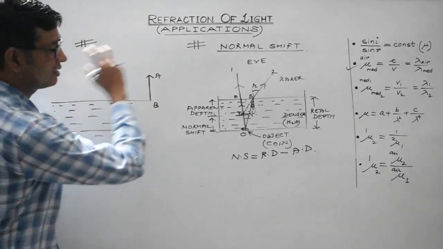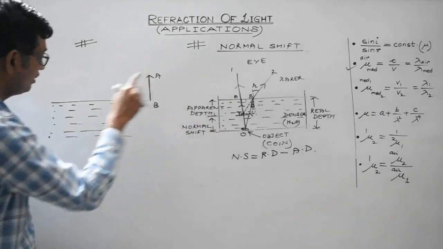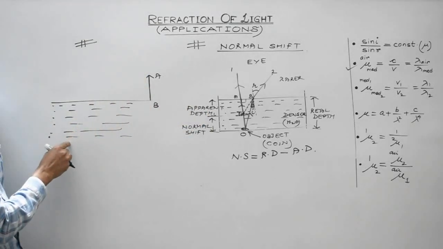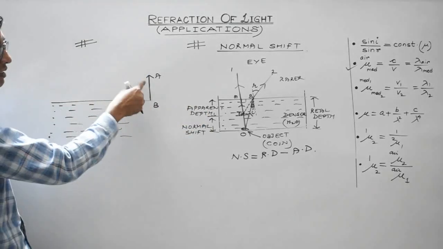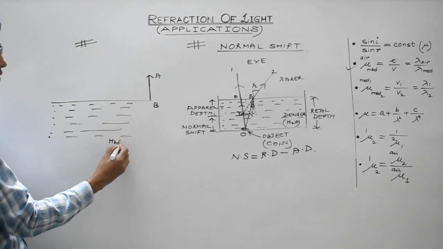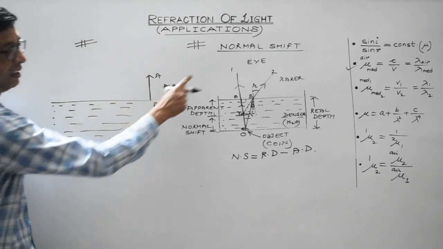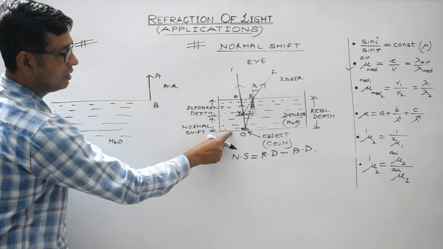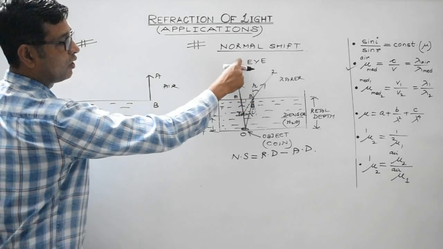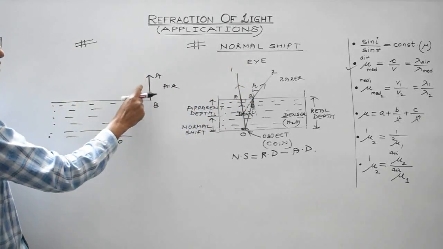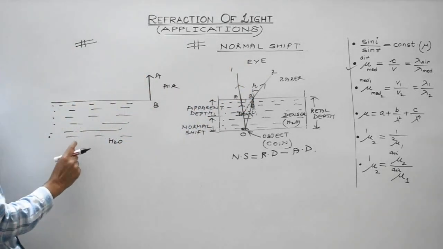So this situation is exactly the opposite of this. Here the observer is in the denser medium, which in this case is a swimmer, and the object is in the rarer medium. This is water and this is air. Right? This is rarer and this is denser. Here the object was in the denser medium and the observer was in the rarer medium. Here the object is in the rarer medium, the observer is in the denser medium.